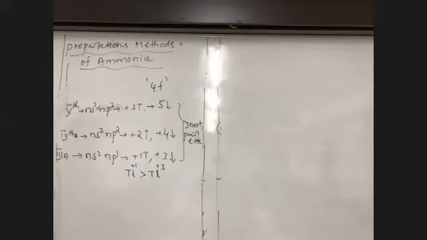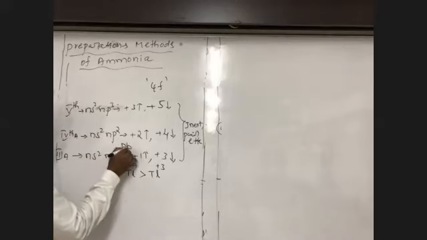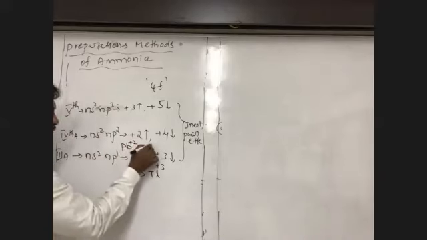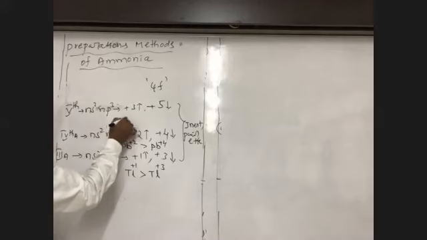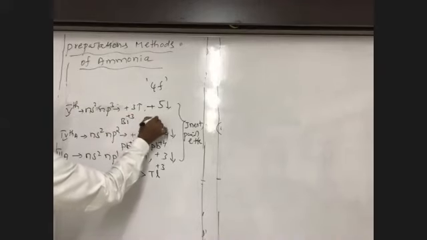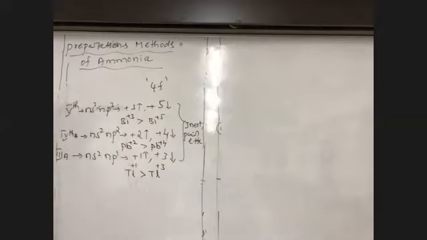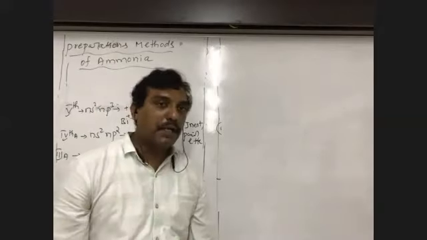In the 14th group elements, carbon, silicon, germanium, Sn, and Pb, the last element is Pb. The stability of Pb+2 is more than Pb+4. In the 15th group elements, nitrogen, phosphorus, arsenic, antimony, and bismuth, the last element is bismuth. Bismuth exists in two types of oxidation states, Bi+3 and Bi+5. Here Bi+3 is more stable than Bi+5.